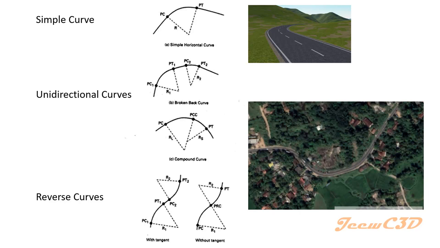You don't need super elevation at the curve, because at adverse cross fall the super elevation itself counteracts the centrifugal force. Then finally we learned about the various types of horizontal curves we have: simple curves, unidirectional curves, reverse curves, and the transition curves. So in the next section we will be looking at the super elevation, one of the hardest and important sections in highway geometric design. So we will be looking at that in the next section.